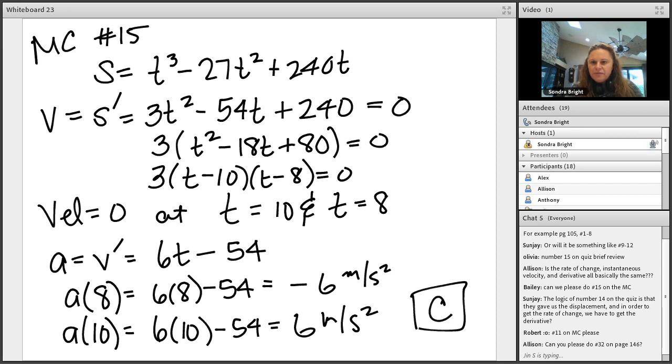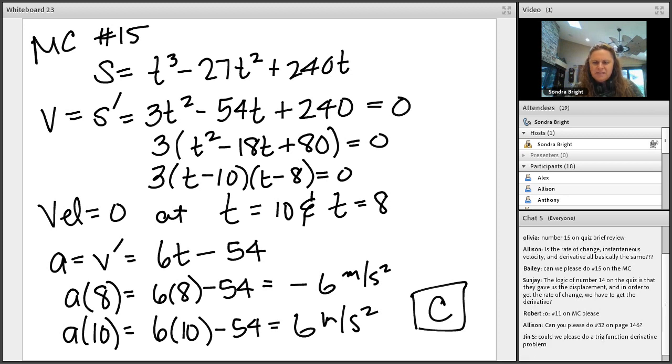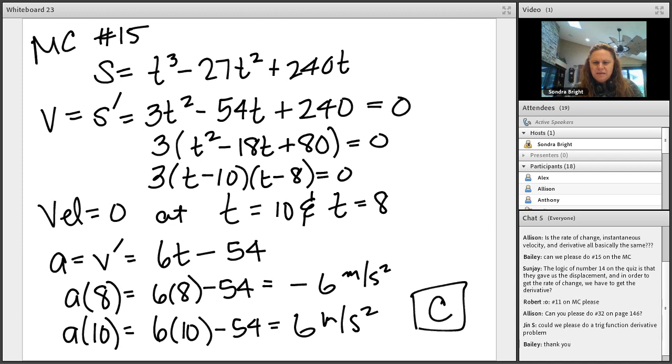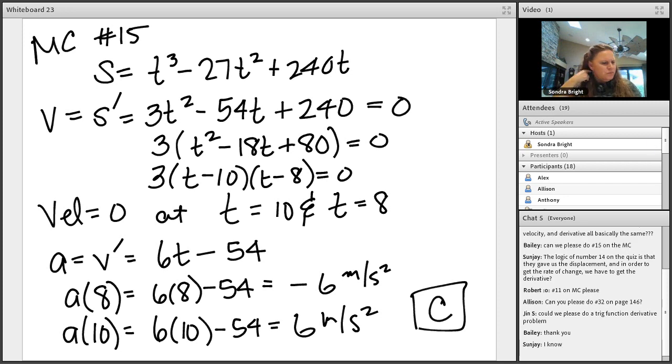The logic of number 14 on the quiz is that they gave us the displacement. I don't think that's number 14, Sanjay. On the quiz, 14 was the area of the circular oil spill. Which one was displacement? They gave us the displacement.